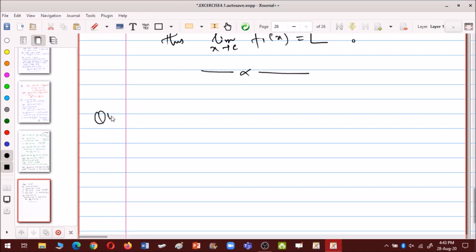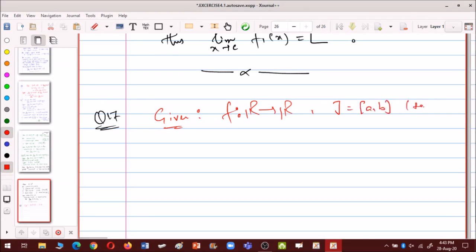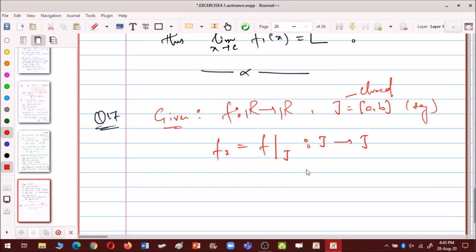So question number 17, we are given that f is a function from R to R, J is a closed interval, say [a, b], and f2 is equal to f restricted to J, that is, it is a function from J to J such that f2(x) is equal to f(x) for all x belonging to J.